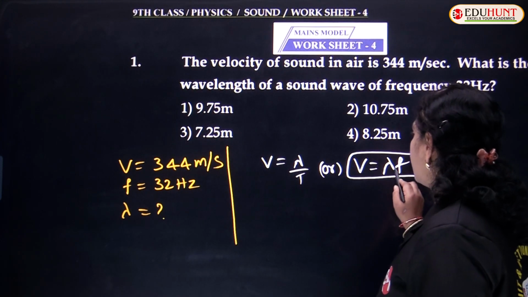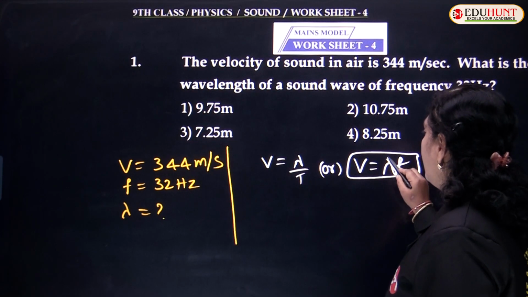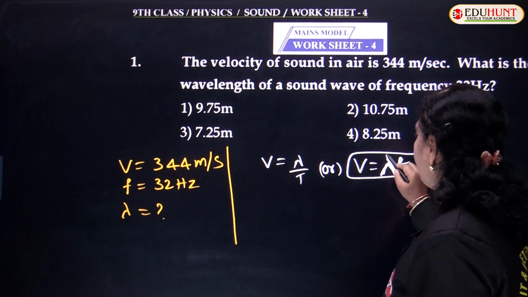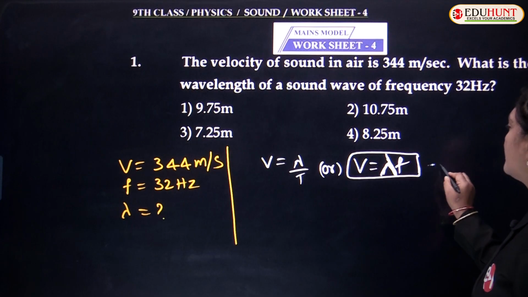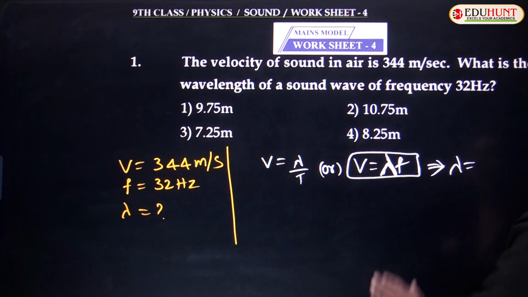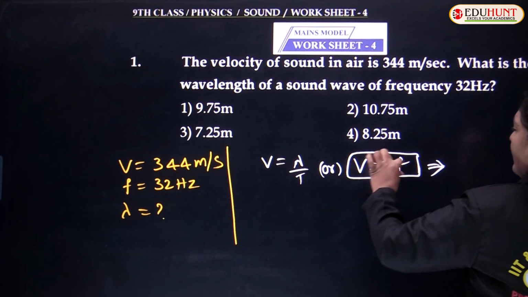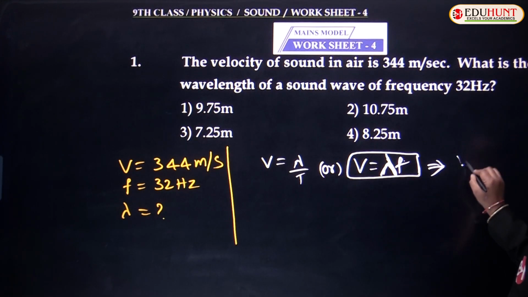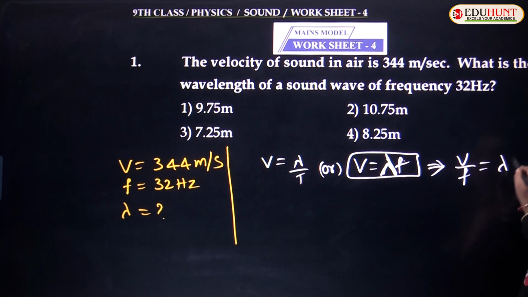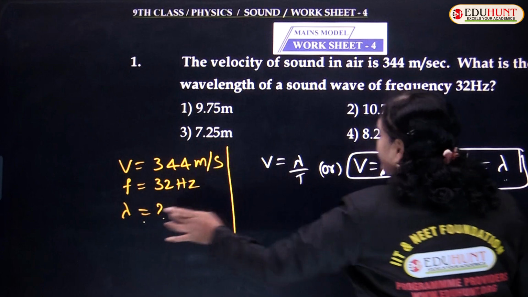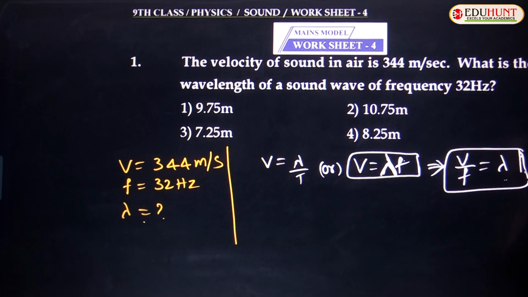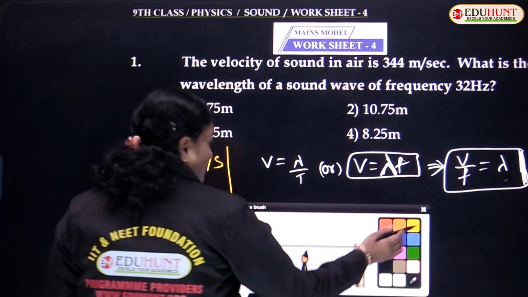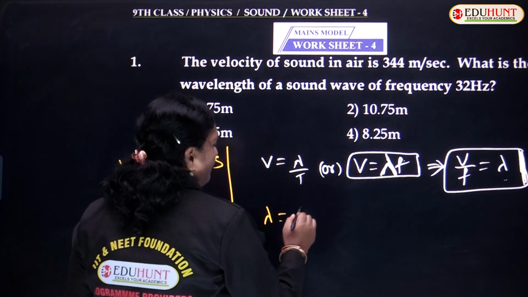Substituting all the values, let us try to find out the value of lambda. If V is equal to lambda F, then what must be the value of lambda, children? Lambda must be equal to, bringing the F to the other side, it will come to the denominator, so V by F is the value of lambda. So what is the formula for lambda? Lambda is equal to V by F.